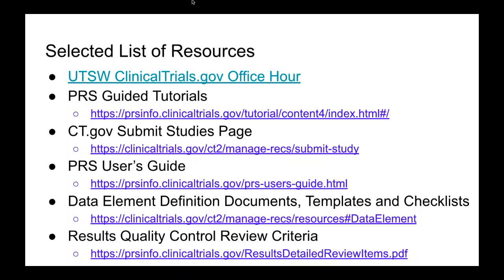I'll actually take it. So we did get a question, Erica, that we'd like you to answer while Kimberly is pulling up her slides. The question is, what is the timeline of creating a study in CT.gov in regards to when a study is approved by the IRB? That will depend on the sponsor and the type of study.